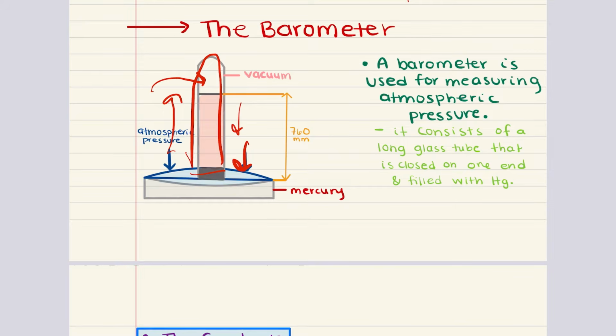And the measurement looks something like this. The height of the mercury column in the tube is measured in millimeters, and the height corresponds to the atmospheric pressure. So standard atmospheric pressure at sea level is often cited as 760 millimeters of mercury.